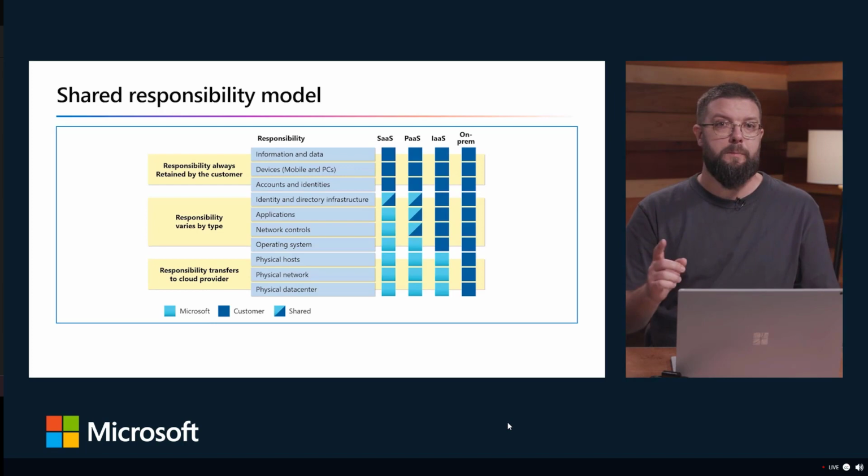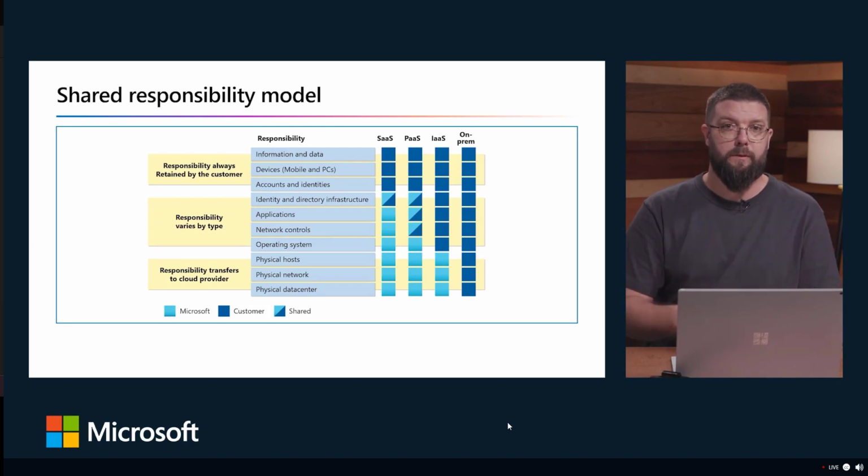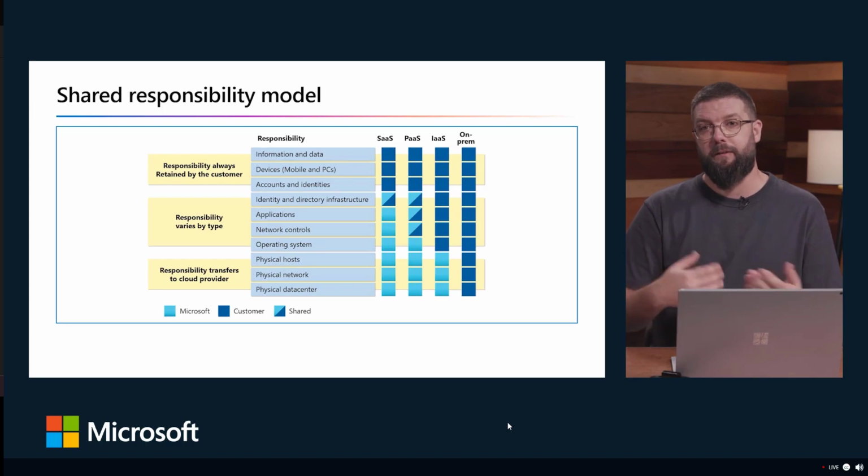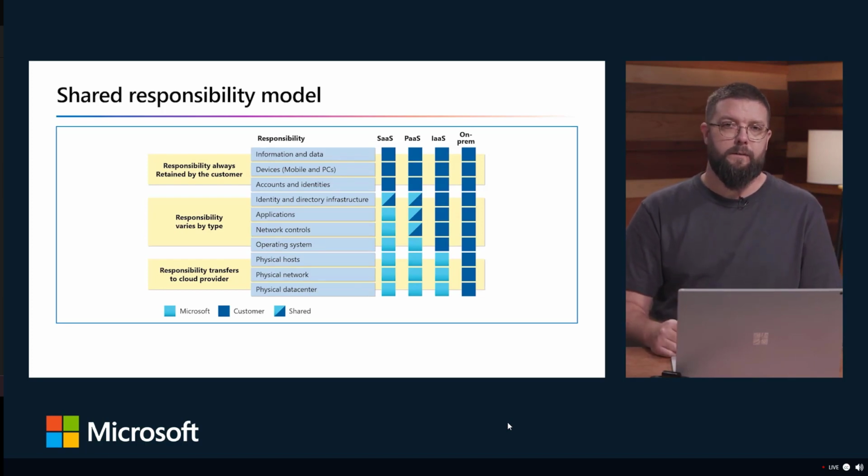So remember, you'll always be responsible for the information and data stored in the cloud, devices that are allowed to connect to your cloud, so cell phones, computers, and so on, the accounts and identities of the people and services, and also those devices in your organization. So the cloud provider is always pretty much just responsible for the physical data center, the physical network, the physical hosts, and your service model is ultimately going to determine responsibility for things like operating systems, network controls, applications, and infrastructure. So this concludes session 1.